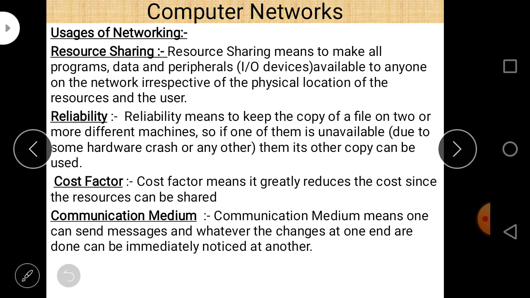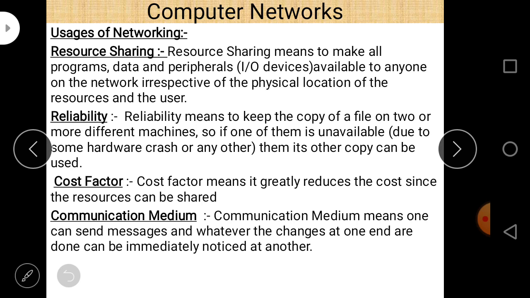And third is the cost factor. Cost factor means it greatly reduces the cost since the resources can be shared. For example, if we want to share a printer among 20 computers using a network, then we don't require different printers for different computers.